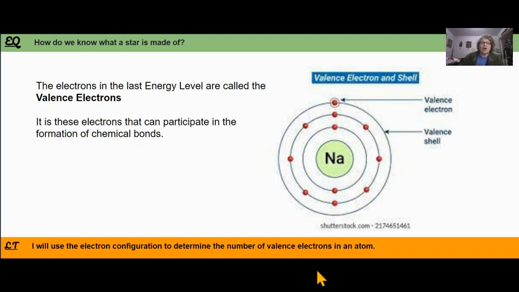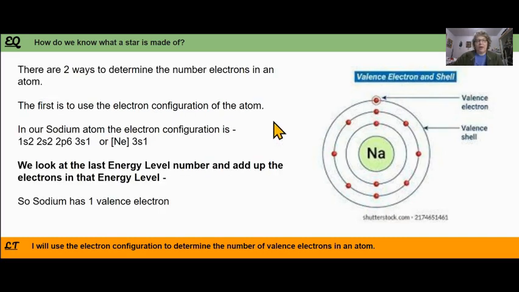Okay, so the electrons in the last energy level are called the valence electrons, or valence, depends on who says it, right? So in this particular picture, there are 3 energy levels. That last energy level, the third one, has 1 electron in it. That is the valence electron, okay? It's these electrons that can participate in the formation of chemical bonds. So that's why it's important that we understand how many electrons we have to work with, okay?